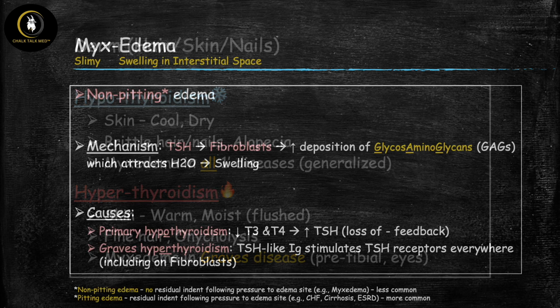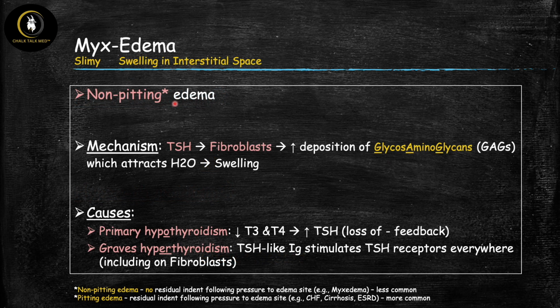So myxedema is a non-pitting edema, and so it's a swelling in the interstitial space. And the pathophysiology is that it's due to excessive TSH. One of the effects of TSH is that it stimulates fibroblasts in connective tissue to increase deposition of glycosaminoglycans, these GAGs right here, and these then in turn attract water, and they're going to lead to swelling in the interstitial space and this non-pitting edema.